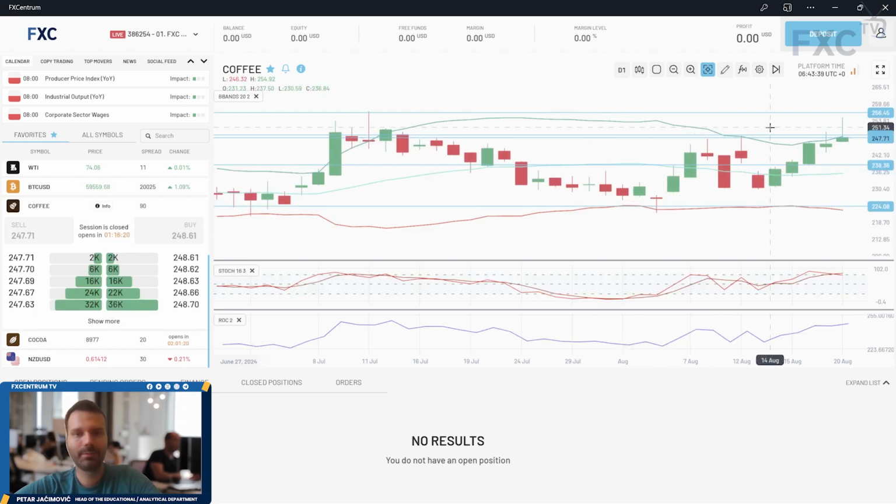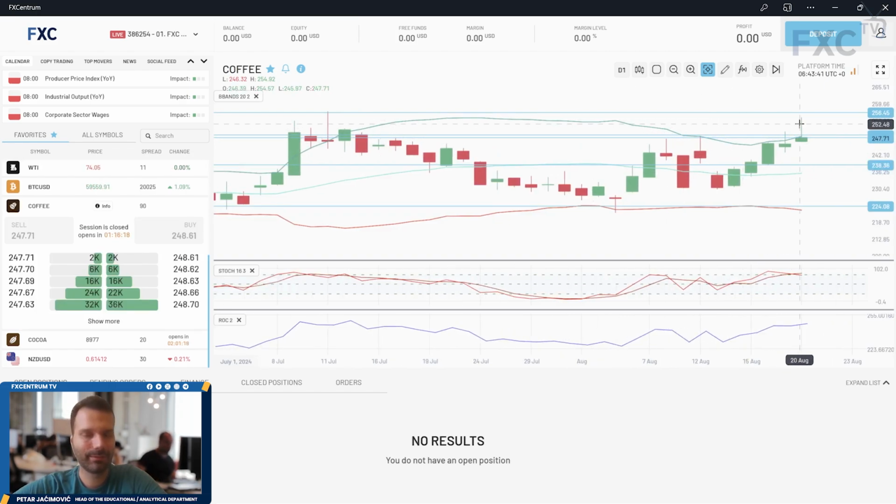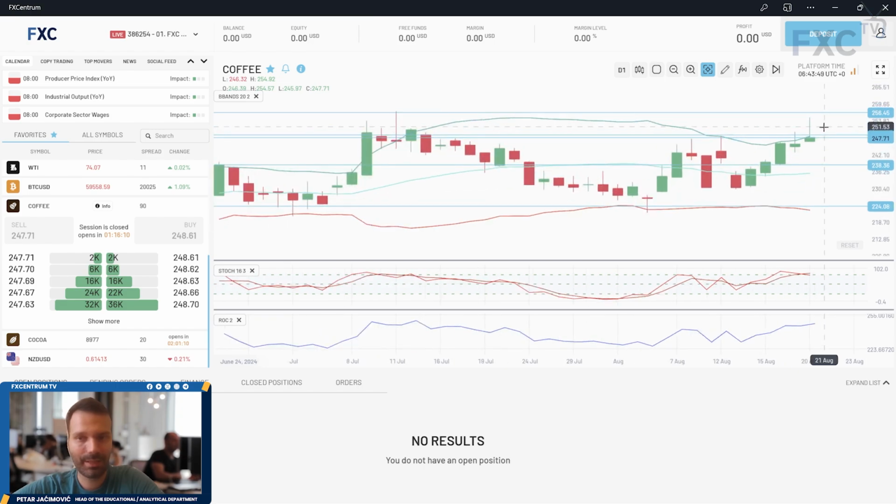On the coffee market, there was an attempt for the market to break, but again, rejection of the resistance, pin bar high. Only if we can close and hold above 254 and close near the high, we have a chance for higher prices. Otherwise, we can see the downside rotation into the middle area of this Bollinger Band, the area around 236, 237 mark.